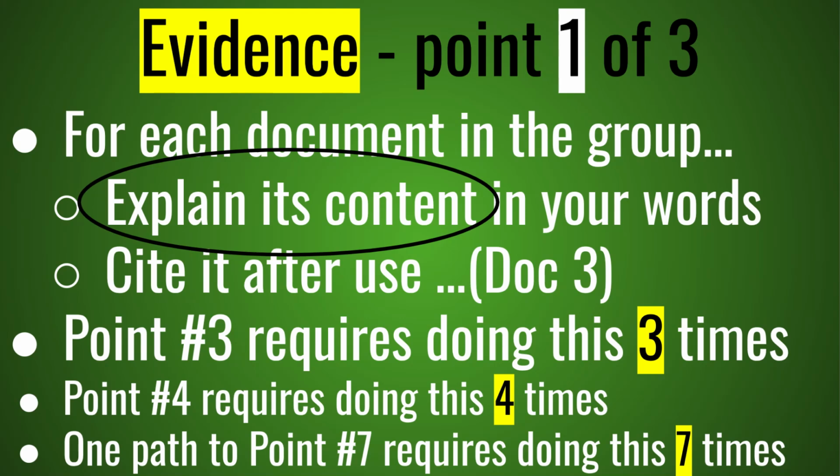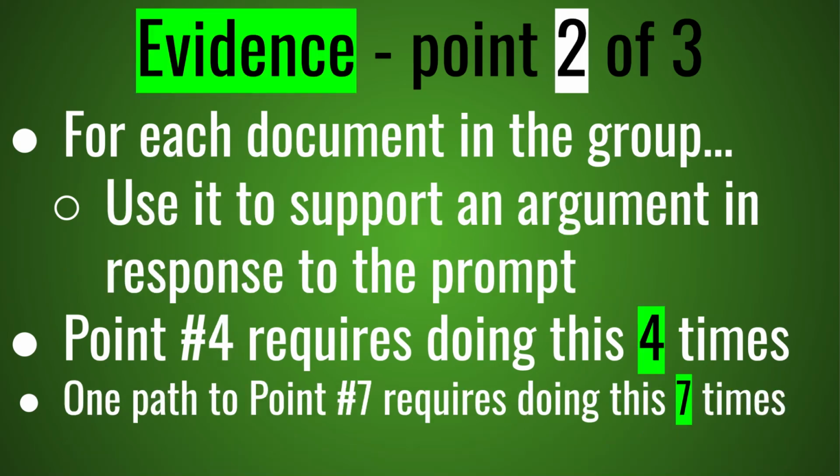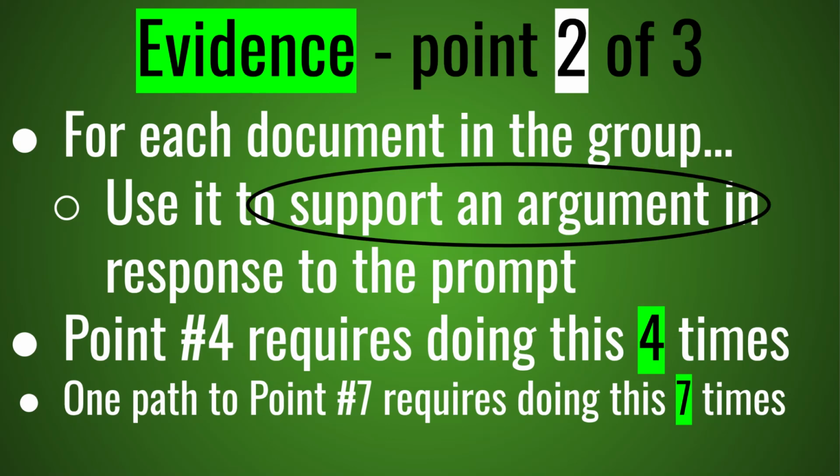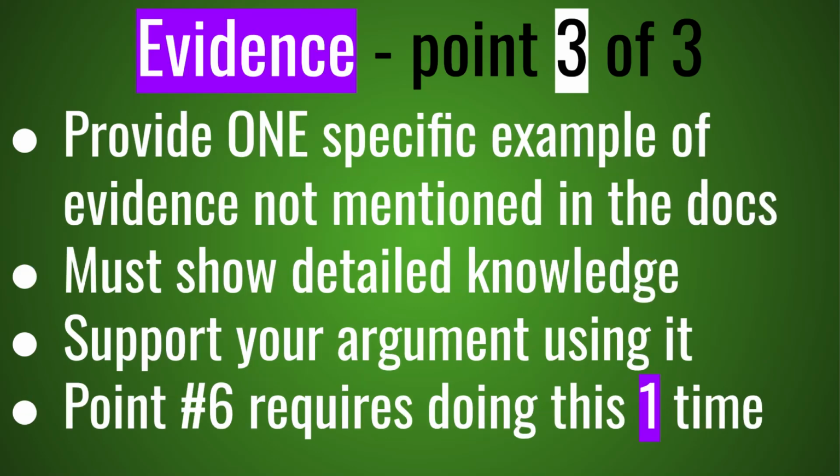When we use a document, we can't just say document 1 says this or just quote it. We have to explain what it's saying in our own words. Then in addition to saying, hey, here's what this document says, we've got to use it to support an argument. So what does the content of that document prove relative to the prompt and to our claim and to the essay as a whole? If we do this 4 times, then we've locked down our couple of evidence points. And again, if we're going to use all 7 documents, then we've got to do this.